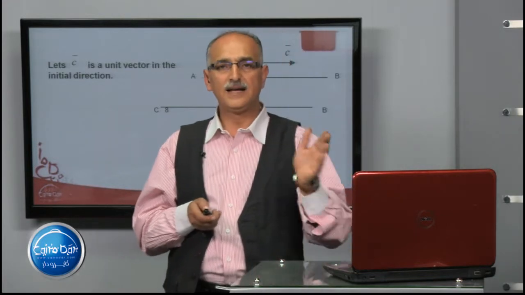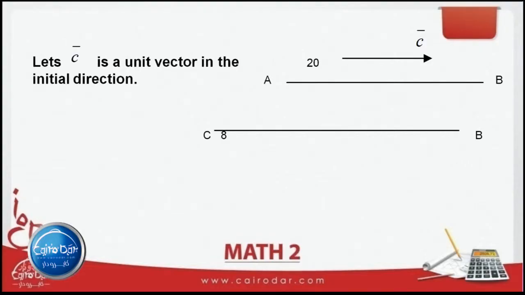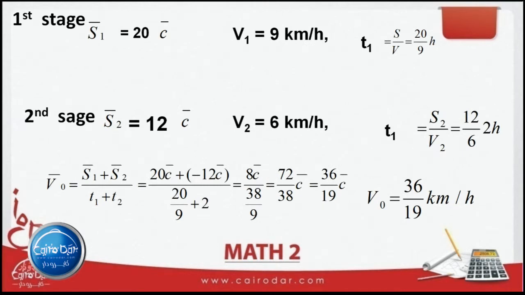تعالى مع بعض كده، أدي رايح بـ 20 كيلومتر، أدي راجع بـ 12. طيب عايز أجيب من S1 وV1 منهم T1، فبقول S over V، اللي هي 20 over 9 hours. ليه؟ لأن الـ 20 دي كيلومتر والـ V بالكيلومتر ودي كيلومتر per hour. So our second stage is to cover 12 kilometers in the opposite direction and its velocity is 6 kilometers per hour. So we can find T2, which is S2 over V2. We have 12 over 6, equal to 2 hours.